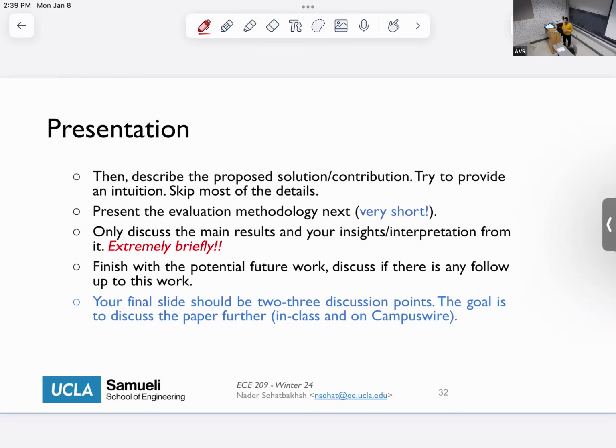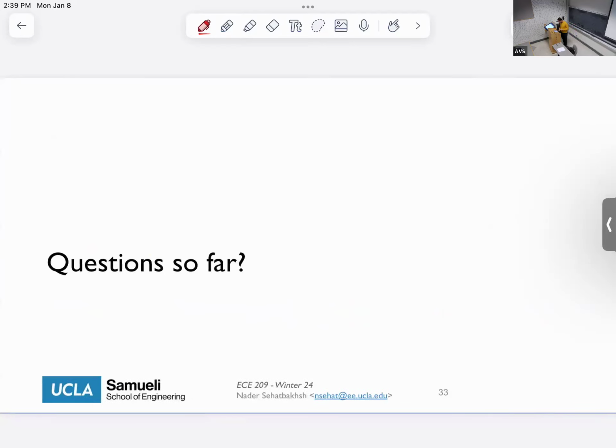And then I want you to end the presentation with some form of a slide that's talking about your thoughts: the weaknesses, strengths, discussion points, questions, anything that you think can instill some sort of discussion, either in the class or through Campus Wire. Okay, so make it more like that. Any questions so far?